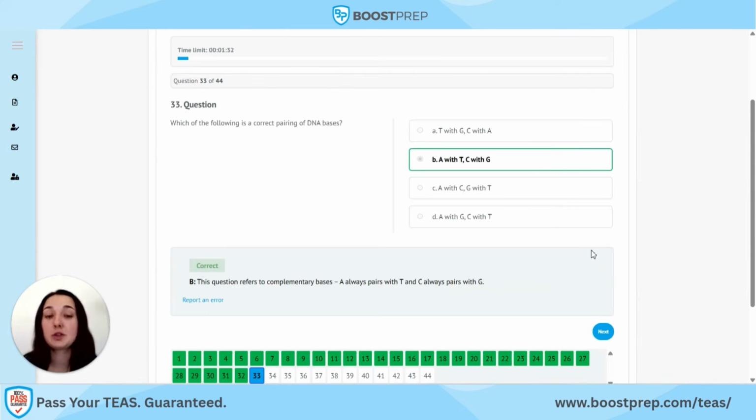The correct answer is option B, so it's A with T and C with G. It's referring to complementary bases.